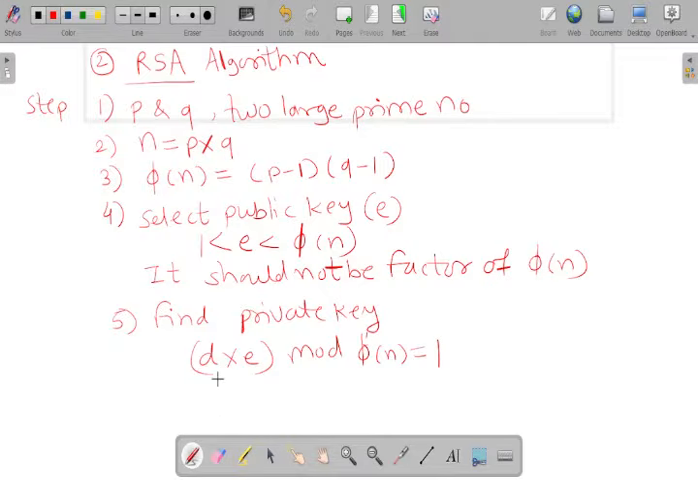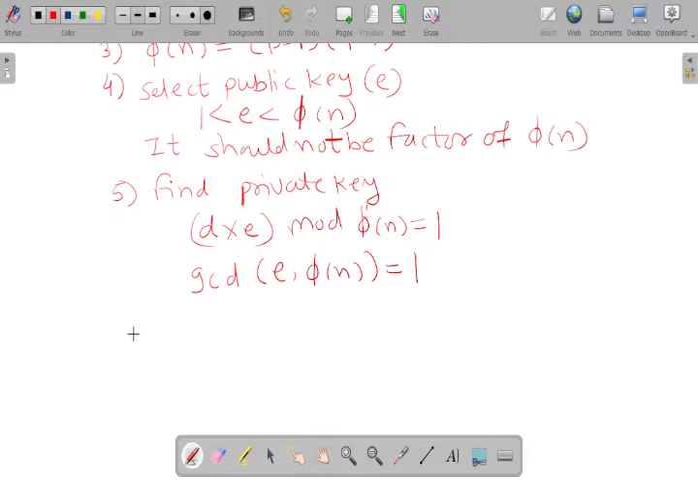So this is the formula for calculating the value of your private key. As well, you have to check GCD of E, phi of n equal to 1. Now for the process of encryption and decryption, we have the formulas. Encryption, that is ciphertext, is equal to plain text raised to E mod n. So n is nothing but the value of P into Q.